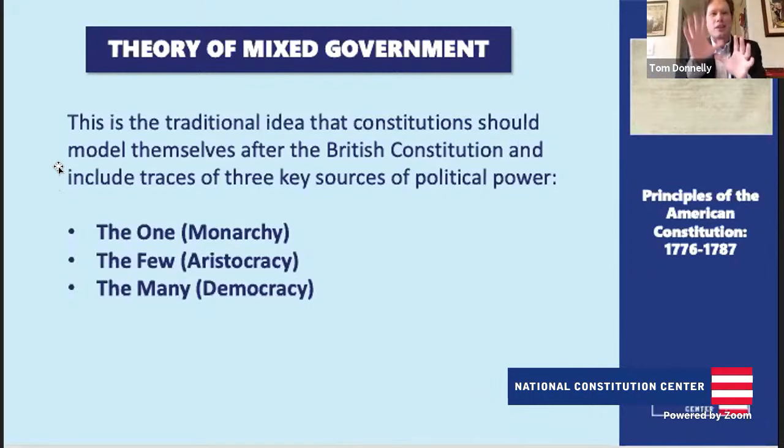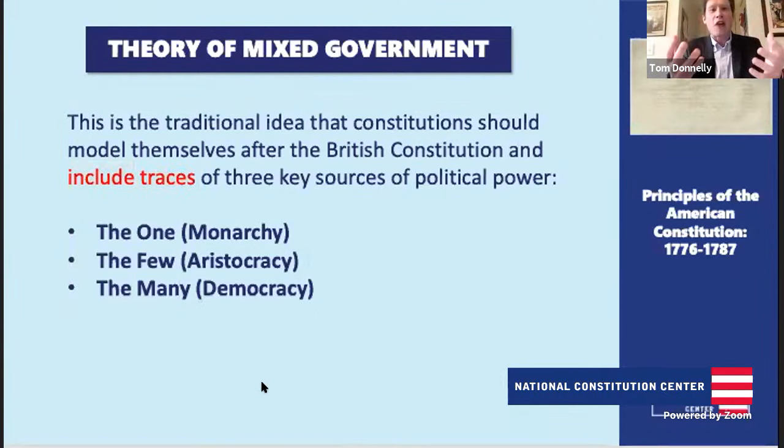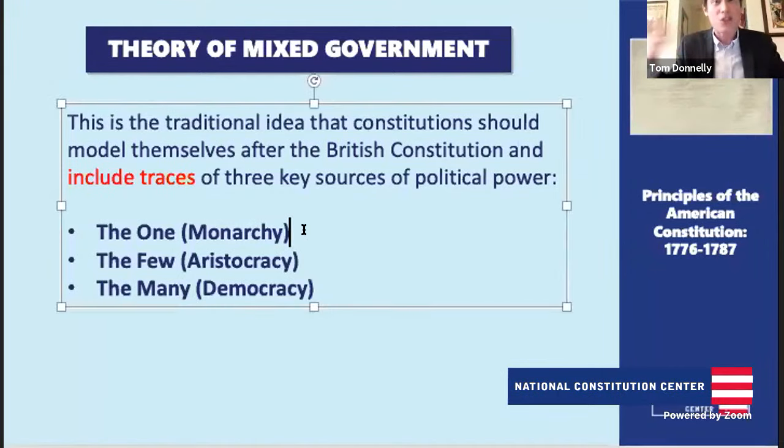And so if you think about it in the context of Great Britain, there's the one, which would be the monarchy, the few, which would be the aristocracy, or in Great Britain, the House of Lords, and then the many, which would be the democracy, or in their case, the House of Representatives. And as we translated this into state constitutions, we would see the one embodied in the states in what we would usually call a governor, and we still do. So the governor is the embodiment of the one.